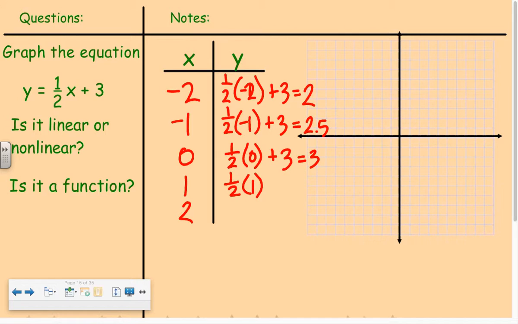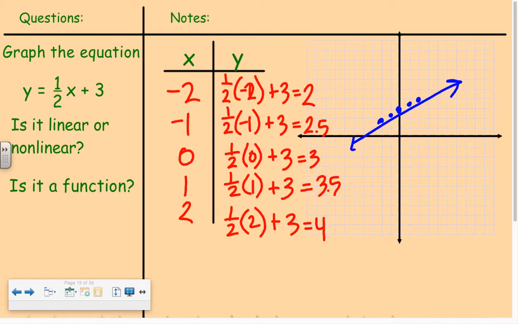1/2 times 1 is 1/2. 1/2 plus 3 is 3.5. And 1/2 times 2 would be 1. 1 plus 3 is 4. So if I graph those, I've got -2, 2. -1, 2.5, 0, 3, 1, 3.5, and 2, 4. Those are all in a straight line, so they are linear. And is it a function? Yes.